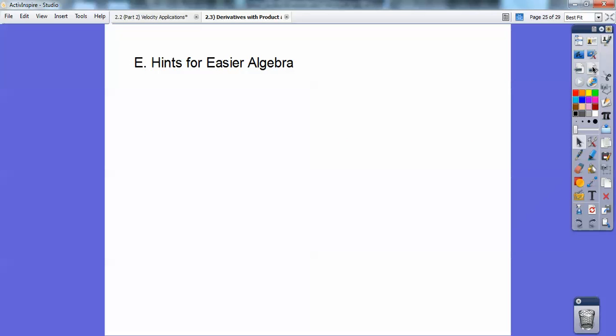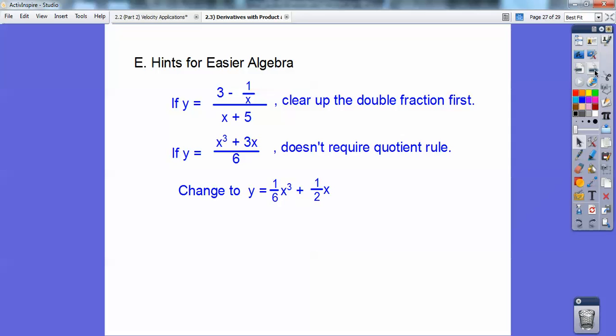So, hints for some easier algebra before you take the derivative. If you get something sort of like that, fractions in fractions, get rid of the double fractions, you guys. I'd multiply everything by the common denominator, x times x times x times x, and it'll clean it up a lot easier before you start taking a derivative. If you get something like that, don't use quotient rule, you guys. This is over 6, and then this is over 6. You can split it up, and then 3/6 is 1/2. So split it up, and then use your power rule from one of your first lessons. And if you see something like that, I would change it to that and use your power rule on that stuff. All right, easy enough.